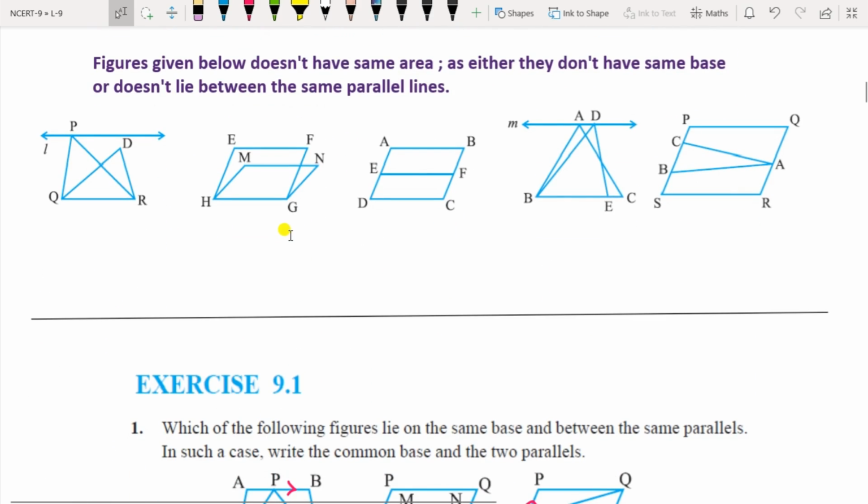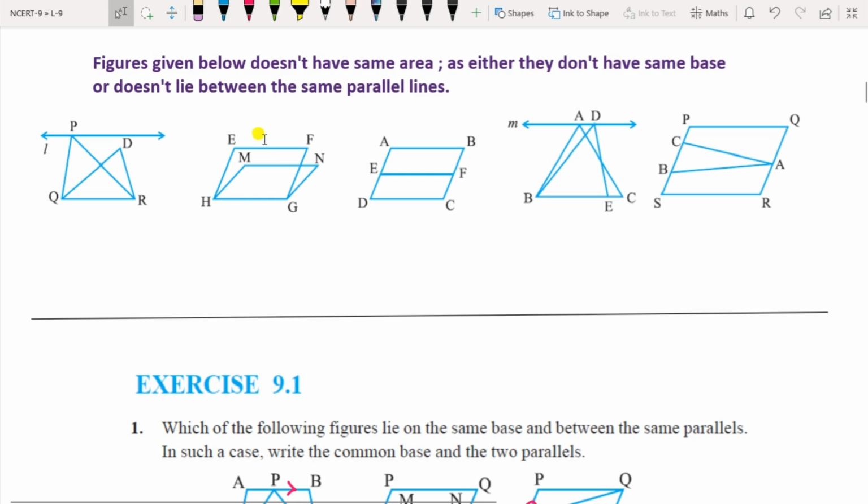Now the figures given below do not have the same area, as they either don't have the same base or don't lie between the same parallel lines. In this case you can see two triangles. Though the base is the same, QR, they do not lie between the same parallel lines. The same is true for the parallelogram here. The base is GH, but they do not lie between the same parallel lines.